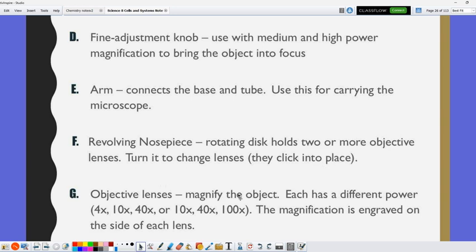The objective lenses magnify the object. They have different powers. Usually the ones we have are 4, 10, and 40, but there are more powerful microscopes, like this one with 100 times, and then your eyepiece is usually 10 times, which gives you a magnification of 1,000. But for junior high, we use 4 times 10, 40, 100, and 400. The magnification is written on the side of each of the lenses.